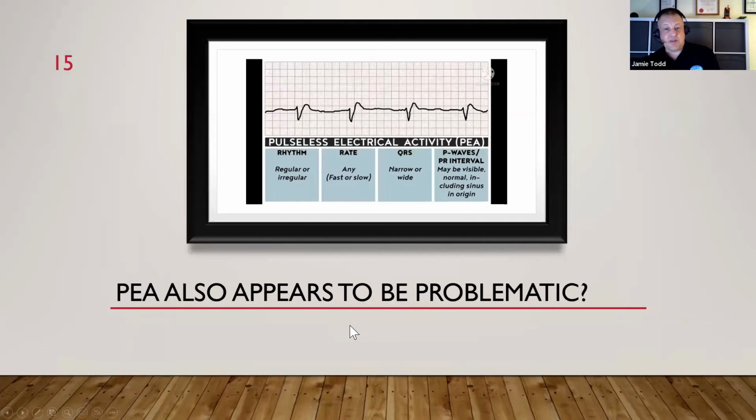PEA is also problematic. So of course, here is an example from a book. It says PEA might be regular or irregular. It might be fast or slow. It might be narrow or wide. The P waves or PR interval may be visible or normal, including sinus in origin, and then it shows you a picture. And the picture obviously only represents one of those combinations. What it doesn't represent is all the other things that can be PEA, and that's also problematic, isn't it?